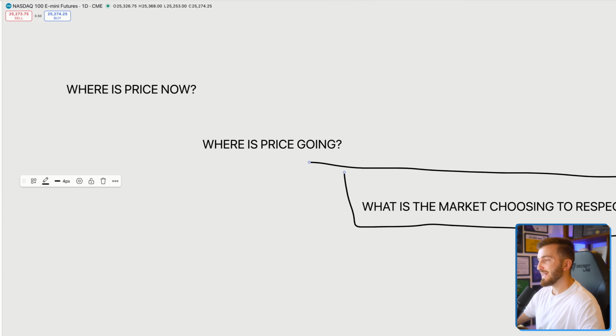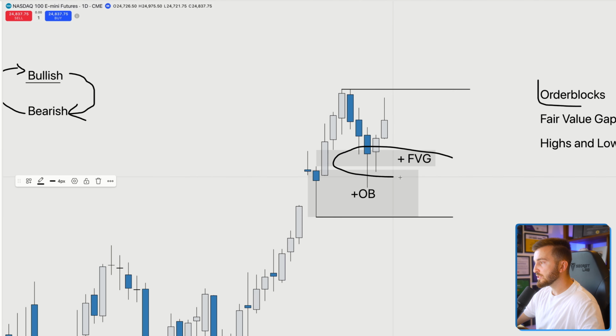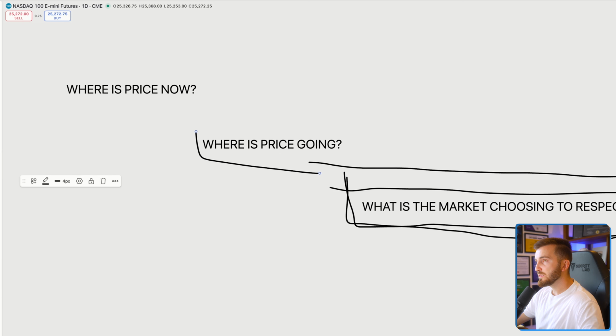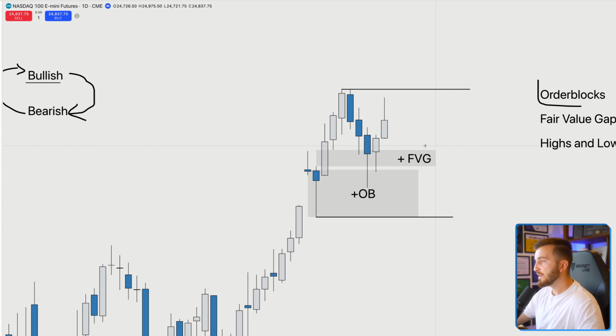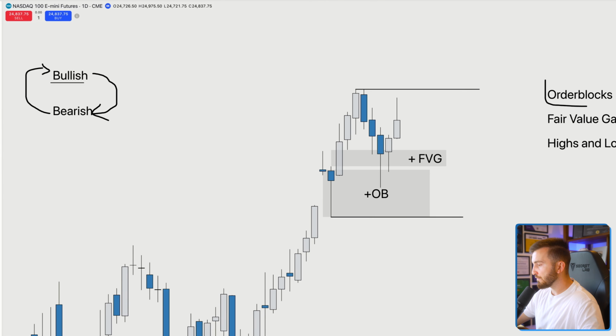Now, let's just ask the third question now. What is the market choosing to respect? The market is still choosing to respect the bullish fair value gaps and the bullish order blocks. So therefore, where is price going? We still know that it's going towards the high, and it's choosing to respect the bullish order blocks and bullish fair value gaps. So our daily bias would still be bullish. Therefore, we only enter in long trades.